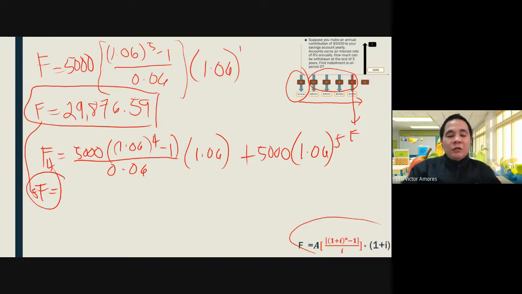For the benefit of everybody, I will not recommend memorizing all of the formulas. Try to understand what the annuity is: where the payment starts and when it ends.